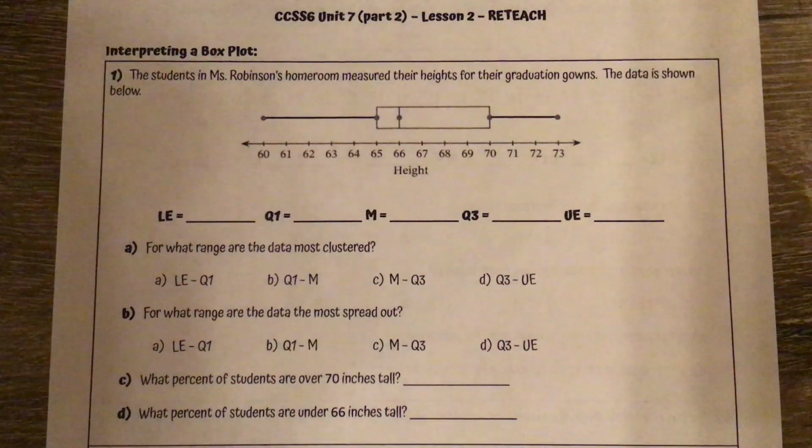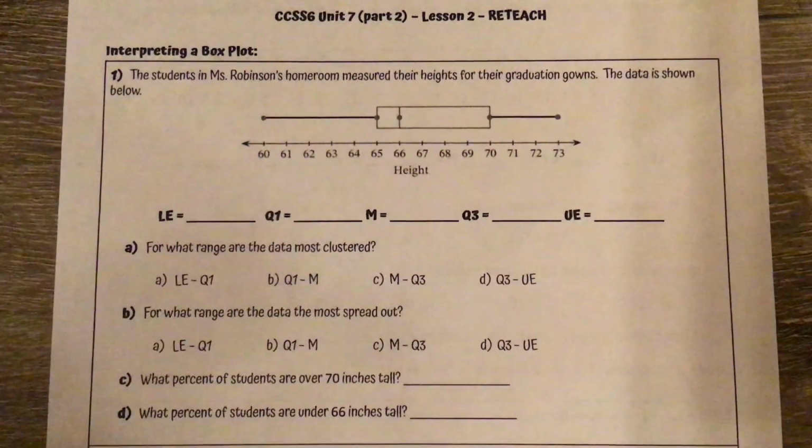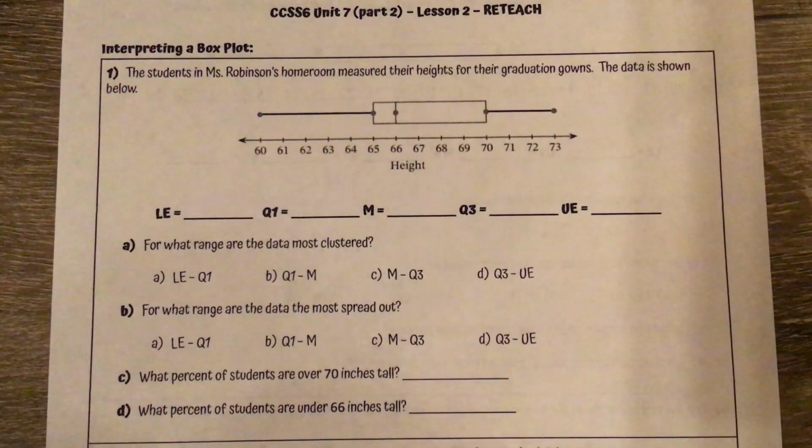Today we are going to be reteaching box plots, specifically analyzing and interpreting them. So let's look at number 1. The students in Miss Robinson's homeroom measured their heights for their graduation gowns. The data is shown below.